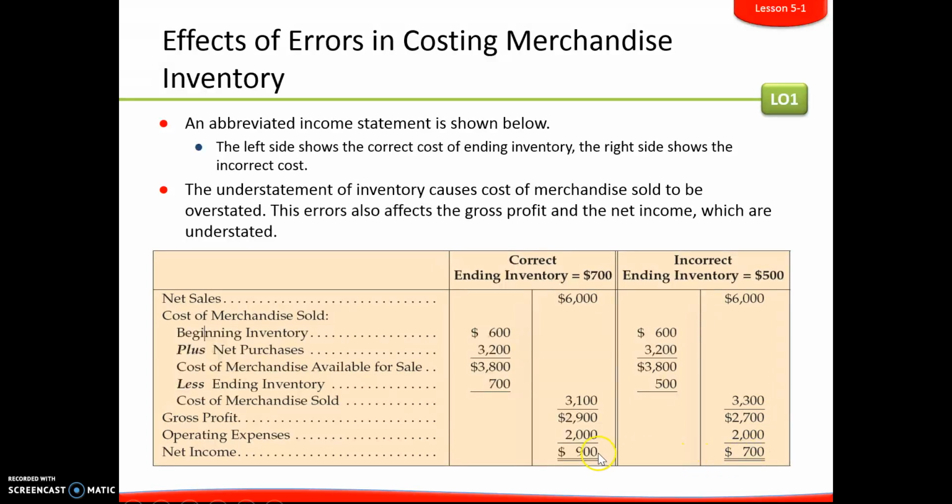I know this is only $200, but imagine a corporation like Target that has millions of dollars in inventory wrapped up. And if those numbers are skewed, so are going to be your gross profit and your net income.